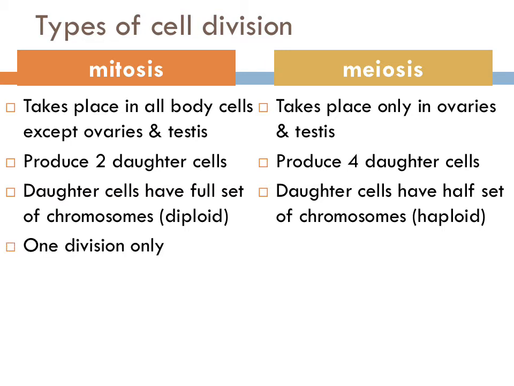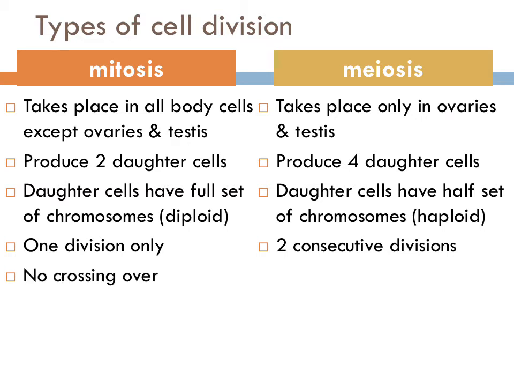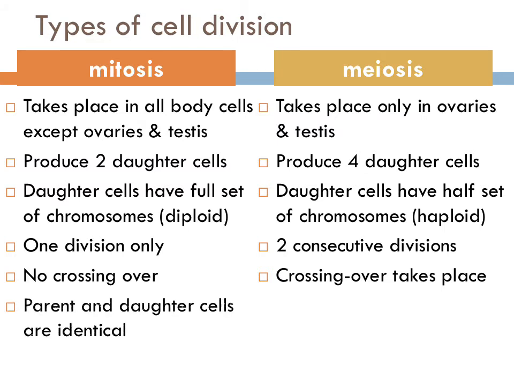Here, only one cell division takes place in mitosis, but in meiosis, we have two cell divisions that happen one after the other. Consecutive. Consecutive means one after the other. In mitosis, there is no crossing over. Remember when the red and the blue chromosomes changed part of themselves with one another? This only happens in meiosis. So crossing over does not happen in mitosis, it happens in meiosis.